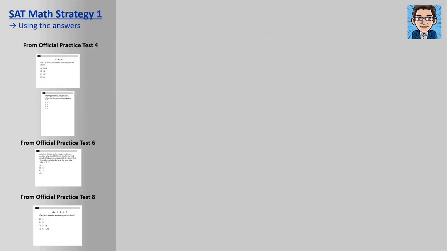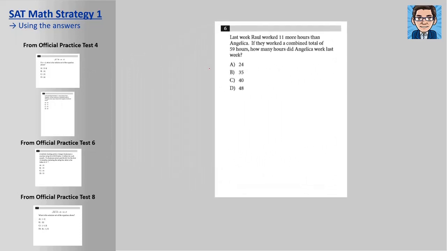Okay, let's take a look at number 2. All right, so last week Raul worked 11 more hours than Angelica. They worked a combined total of 59 hours. How much did Angelica work? So again, we can use these answers. If this is what Angelica worked here, then let's see what Raul worked. So if Angelica worked 24, Raul worked 11 more, that's going to be 35. What do they add up to? 59. Oh, look, we got lucky right on the first one. And that works, and A is our answer.